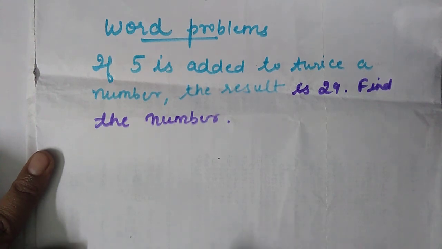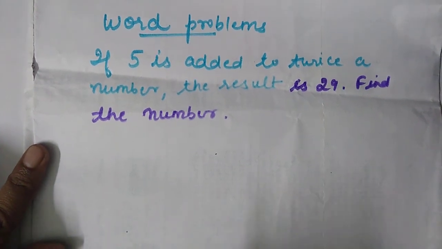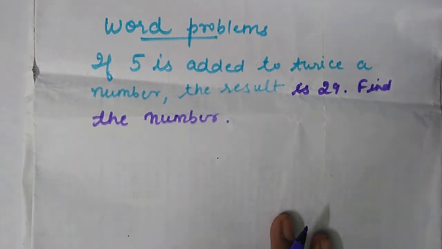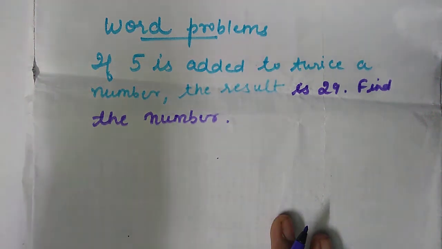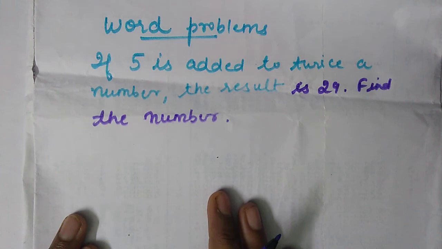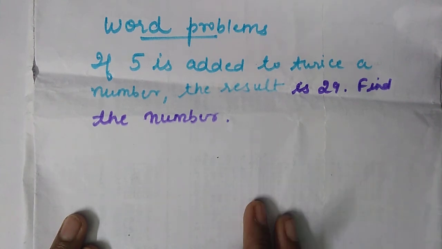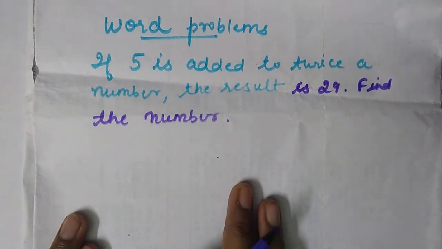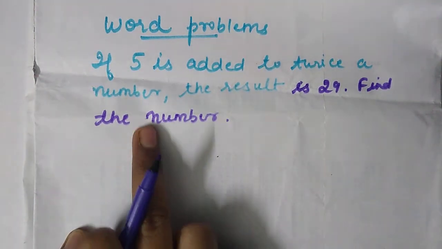Then represent the unknown quantity by a letter. The thing which we have to find, you have to represent by a letter, or you can say an alphabet. Then determine which expressions are equal and write an equation. And then solve the resulting equation. So let us do this.